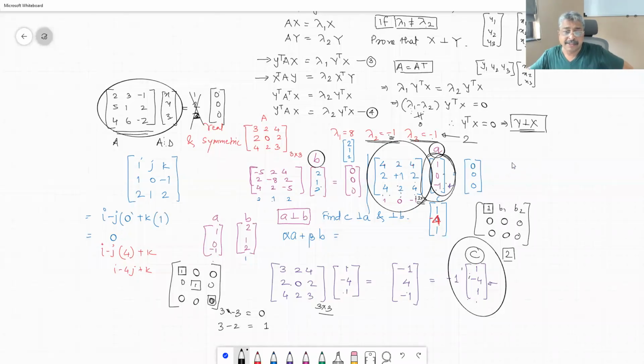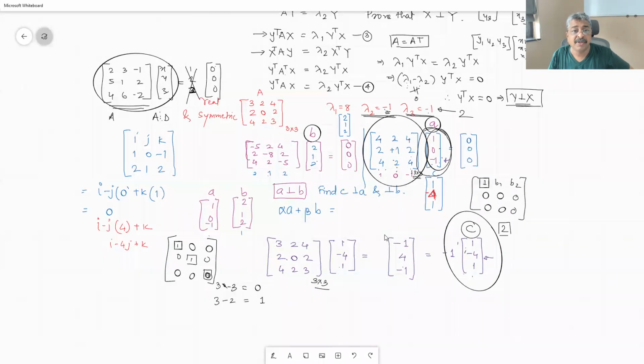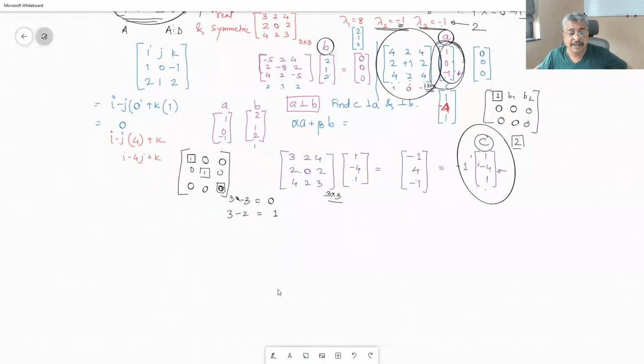The matrix S, I mean, we can do that actually. Yes, factorizing matrix A now. Let us see if we get the same result. Let us write down 3, 2, 4, 2, 0, 2, 4, 2, 3.